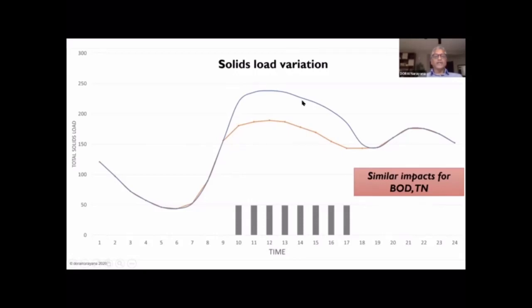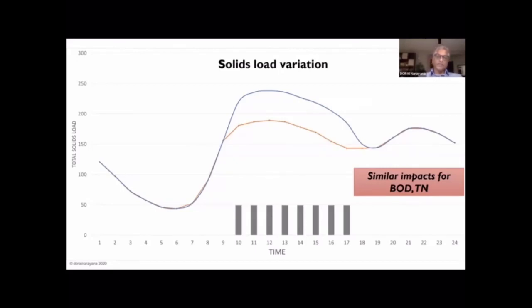So there's a marked increase here because this is where the sludge is being added during working hours of 9 to 5, and you find that the increase is very substantial. And this same kind of typical increase can be seen for BOD and total nitrogen as well. So now, how does this impact our treatment process?